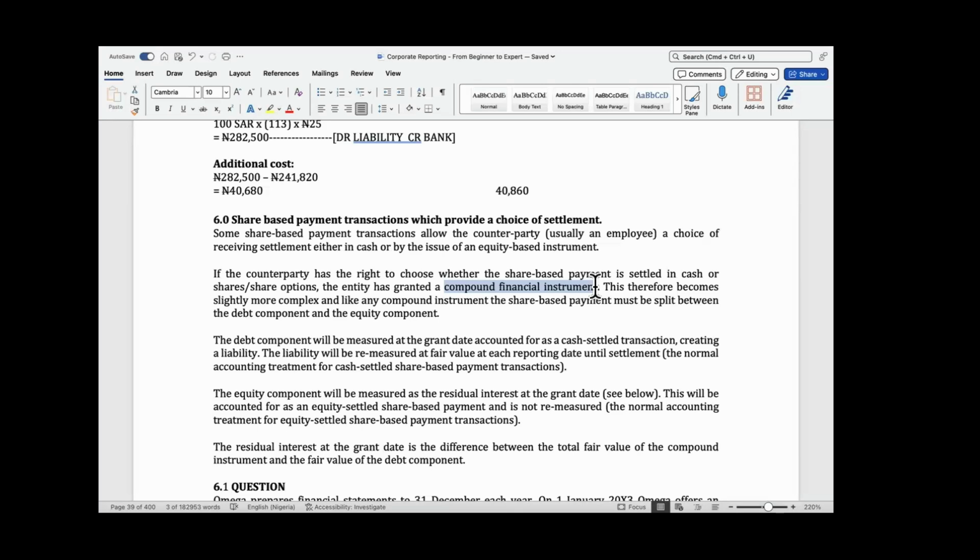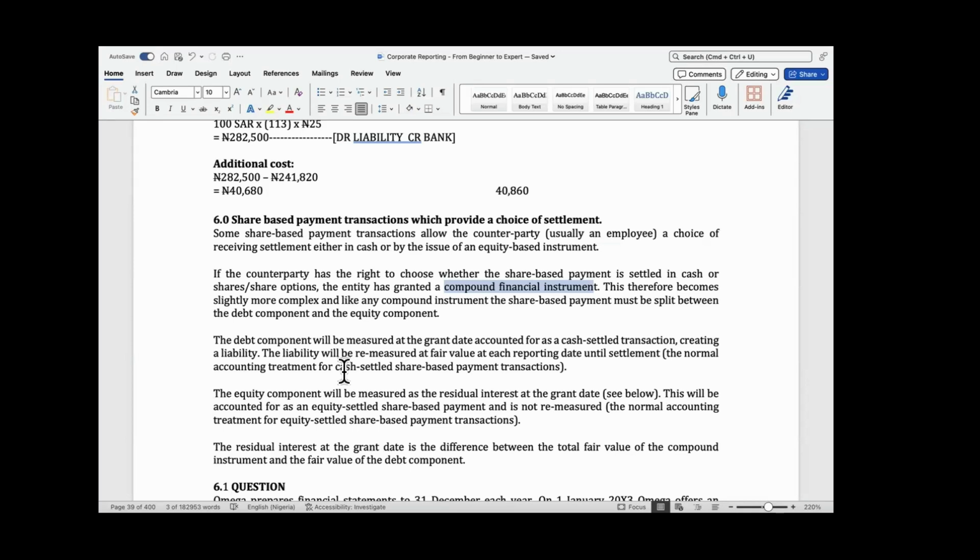And splitting it is quite straightforward. Liability is what we will focus on because we will have to get that value first. And why are we getting the value of liability first? It's because equity is a residual interest in the asset of an entity. So when you get the value of the liability, just deduct it from the entire value of the arrangement. Whatever balance you get is equity. So that's the only thing here.